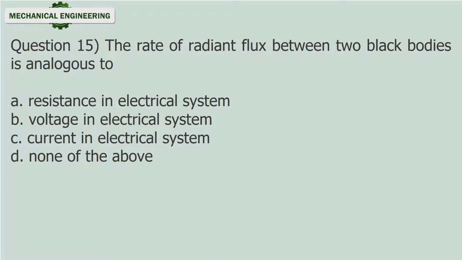Question 15. The rate of radiant flux between two black bodies is analogous to A. Resistance in electrical system. B. Voltage in electrical system. C. Current in electrical system. D. None of the above.